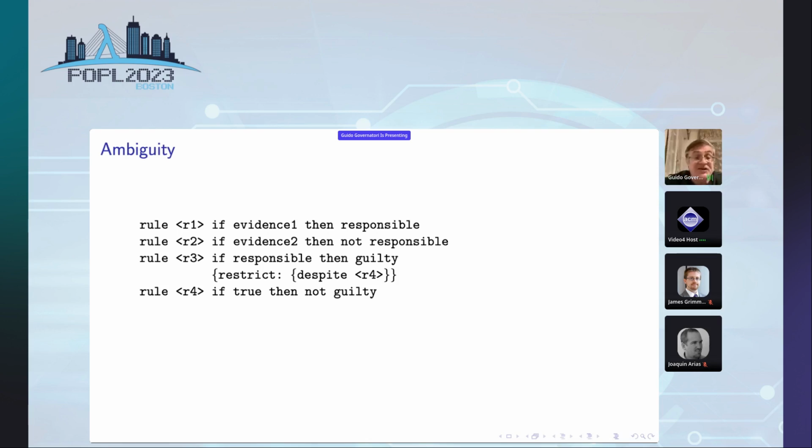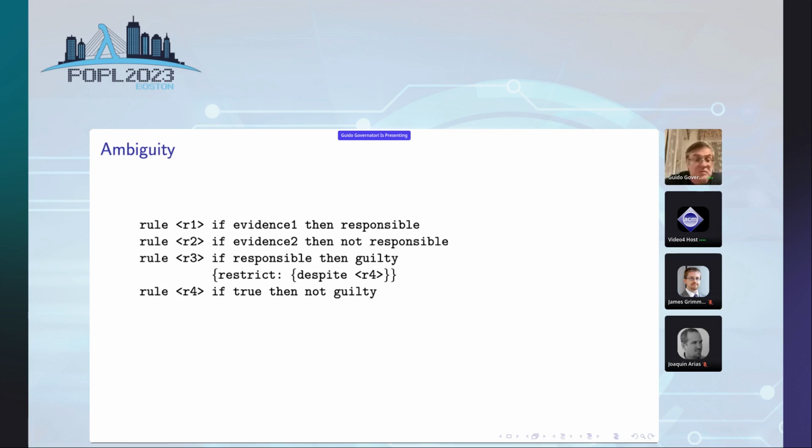So essentially, if you're able to prove that somebody is responsible, then you can form a guilty verdict. However, by default, we have a non-guilty verdict. Also, here we can see that rule 3 has a restriction: this rule overrides R4. So essentially, if there is a positive resolution for responsible or not responsible, then we have guilty, and the rule R4 is defeated.